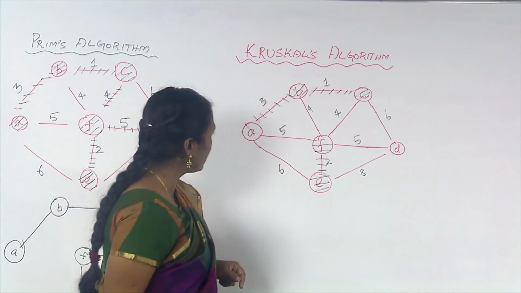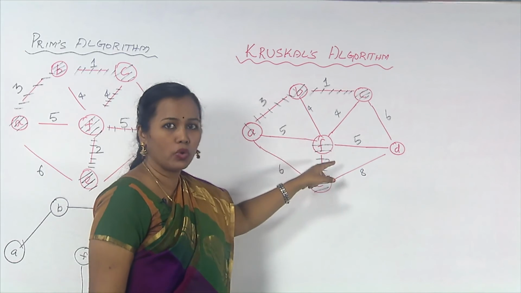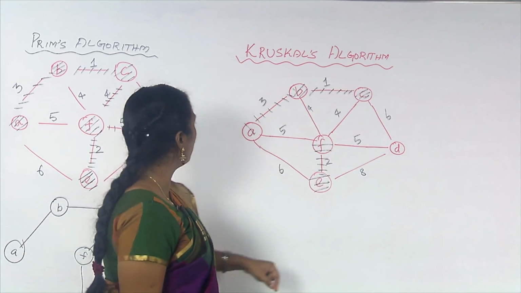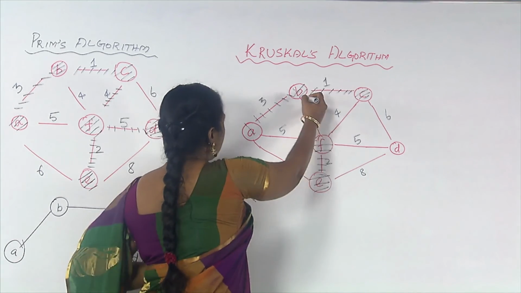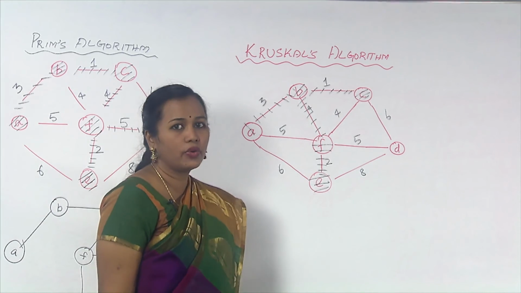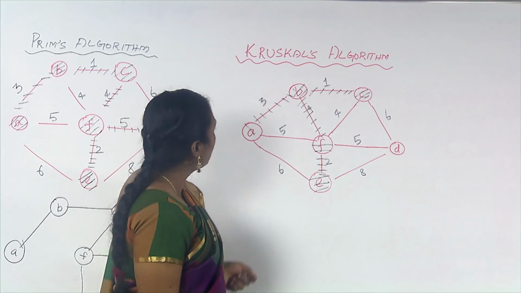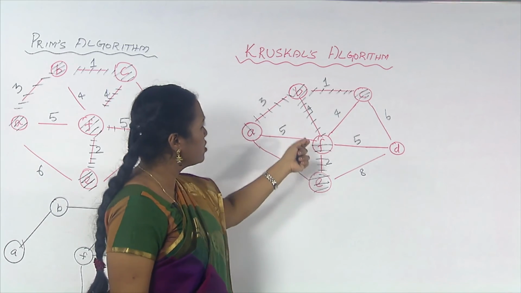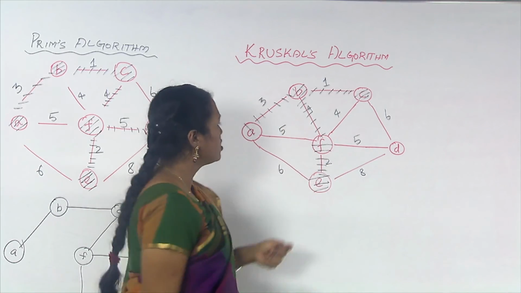So, now that is done. The next weight is 4. Now, there are 2 edges that have the same weight 4. So, I am going to go with this edge. It does not matter which one I choose, so I am arbitrarily going ahead with this edge. Now, after choosing this, the only possibility is 5. So, after 4 there is 5. I am going with 5.